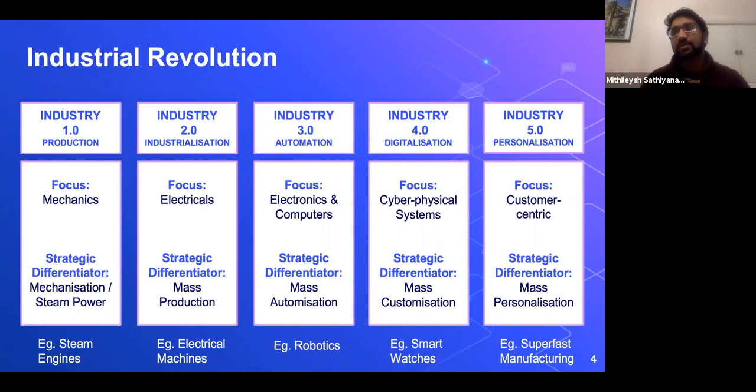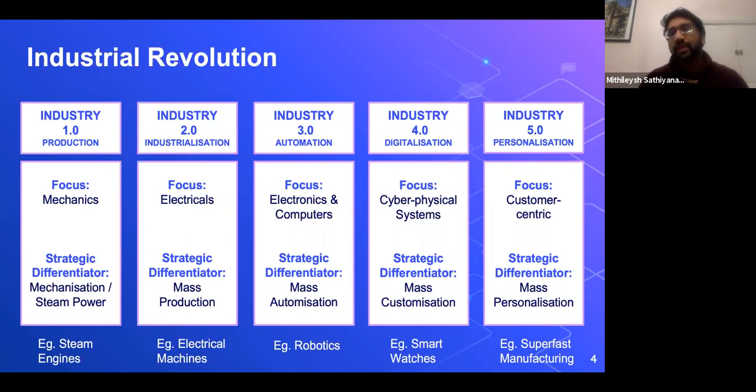That's where we started using computers to connect with the mechanical systems. And again, the strategic differentiator is nothing but mass automation. Most of the systems started becoming automated. You just feed in some values, give some kind of inputs, and then the system tries to act on behalf of you and on behalf of the human. So technically, human operations were minimized.